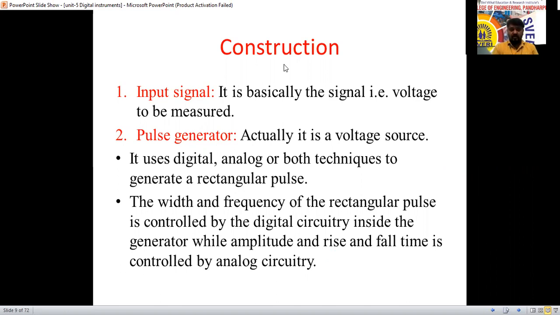This is a very important thing you have to understand here. See, this is the rectangular pulse. So this width and frequency will be controlled by the digital circuit. The amplitude means this one, and the time taken to rise, this is the rising time. This is the falling time. Then again rising time and falling time, that is controlled by the analog circuits.